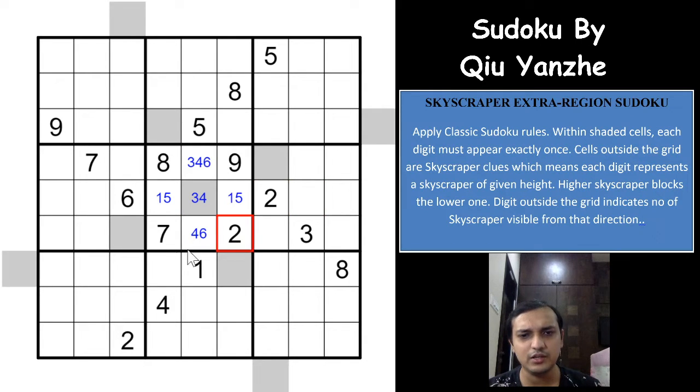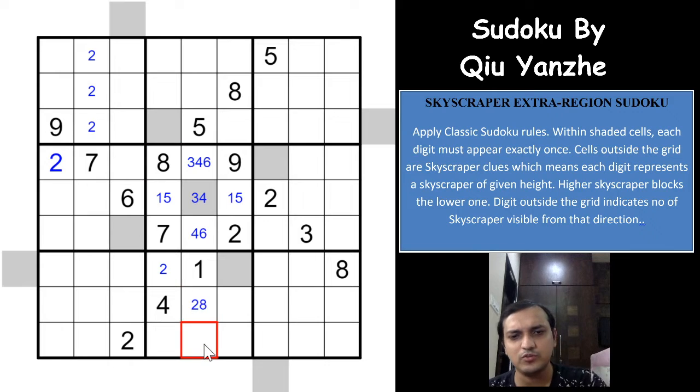A 2 here and here will give you a 2 in one of these two cells, but you already have a 2 here, which will give you a 2 here, and 2 in box 1 will have to be in one of these 3 cells. 2 in box 8 will have to be in one of these 2 cells, right? And 8 in box 8 will have to be in one of these 2 cells again. Again the 7, if you see, will have to be in one of these 2 cells, right?